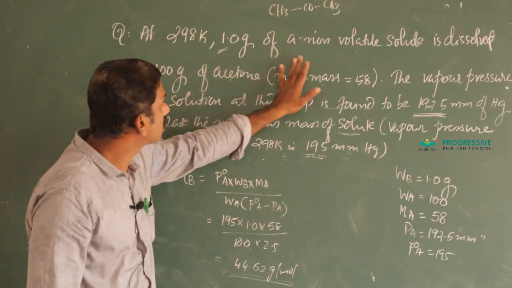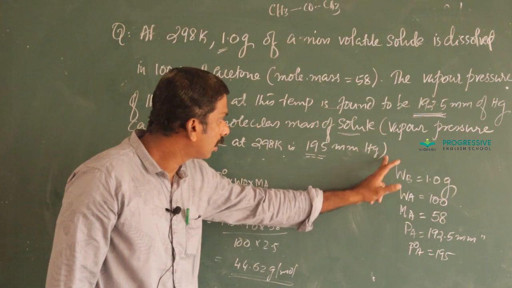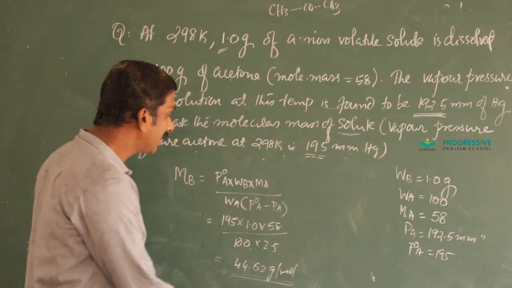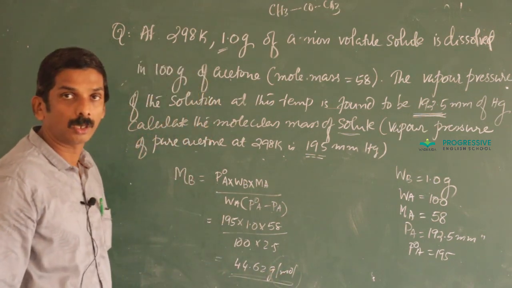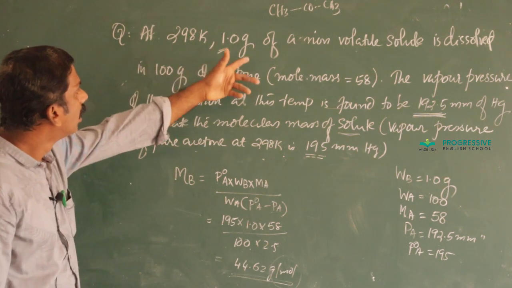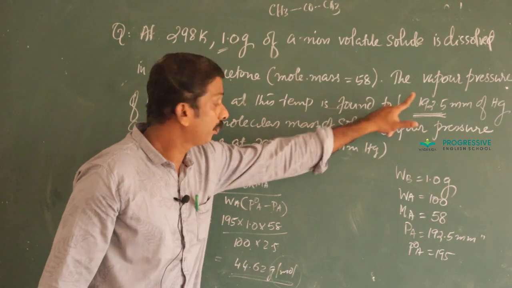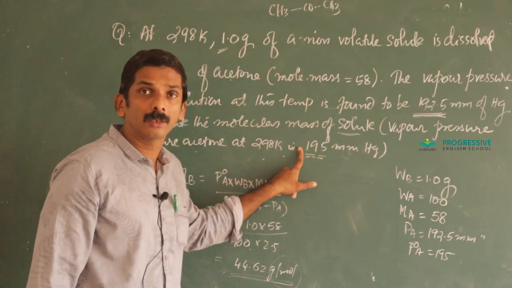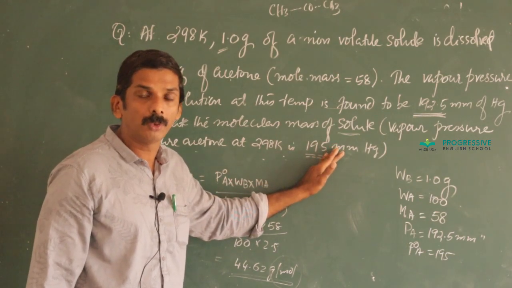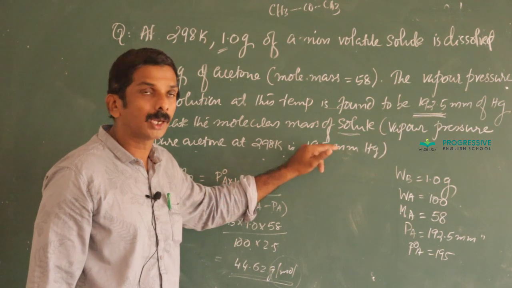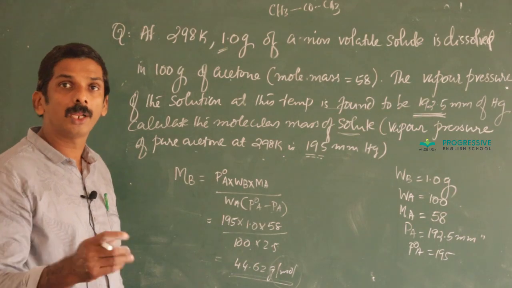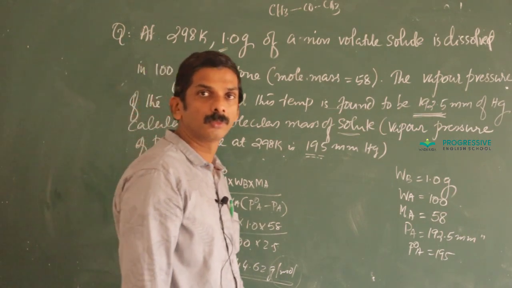First you read the question and write the data given in that question, substitute in the corresponding equation, and you get the final answer, the correct answer with the unit. And don't confuse: suppose somebody takes this as P0A and this as PA, that is wrong. Pure acetone has a vapor pressure of 195 millimeters of mercury. When non-volatile solute is added, it decreases to 192.5 by the addition of 1 gram of non-volatile solute. That is called relative lowering of vapor pressure. Clear?